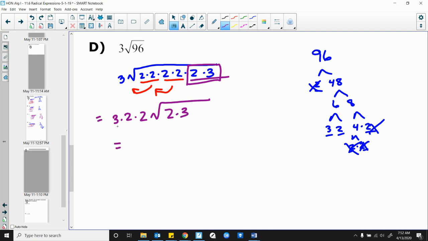And we'll simplify that by doing 3 times 2, which is 6, times 2, which is 12. And 2 times 3 is 6. 12 radical 6. Okay, you see, I just kind of included the 3. Okay, the 3 was already out there. I just kind of included it in the multiplication problem with the 2 pairs that I brought outside. Okay?